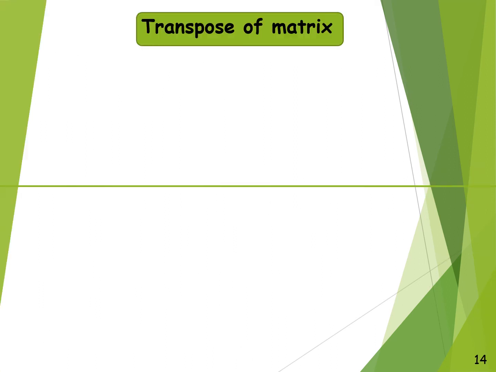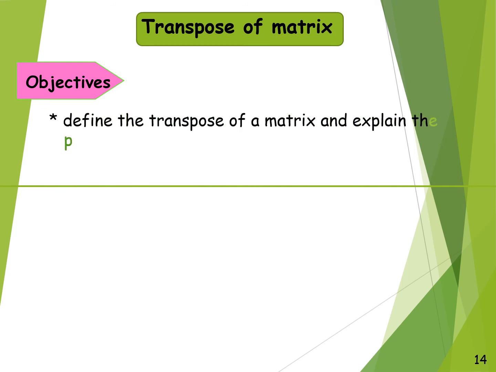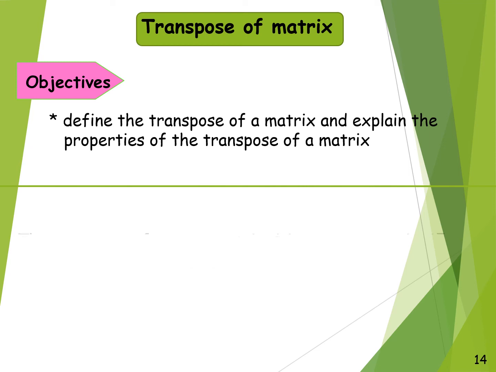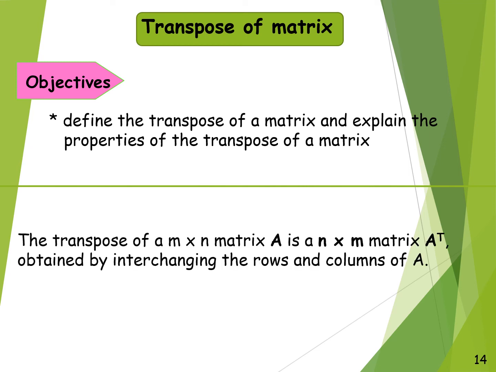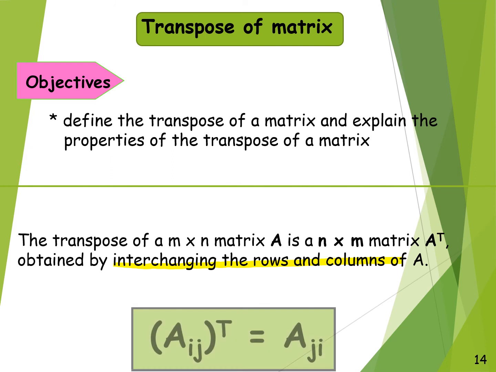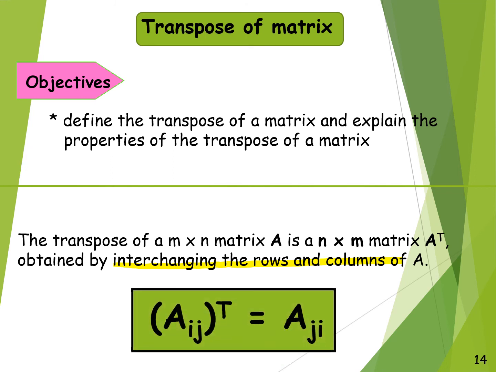Transpose of matrix. Objectives: to define the transpose of a matrix and explain the properties of the transpose of a matrix. The transpose of an M by N matrix is an N by M matrix A transpose, obtained by interchanging the rows and columns of A. That is, the ith column of A transpose is the ith row of matrix A.